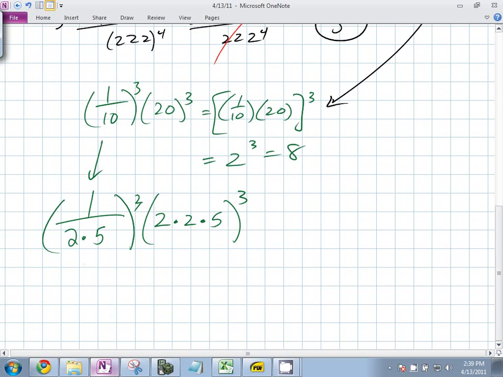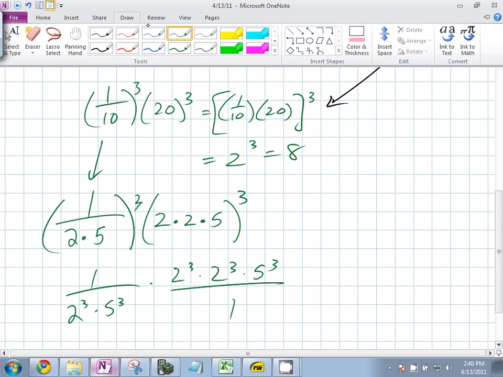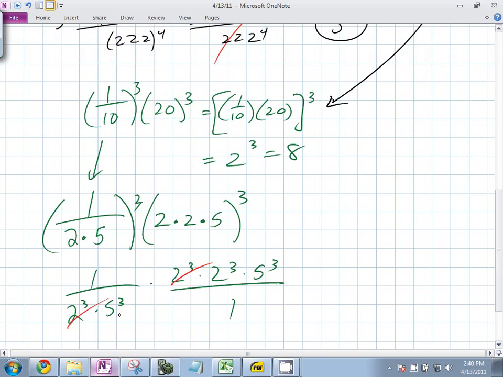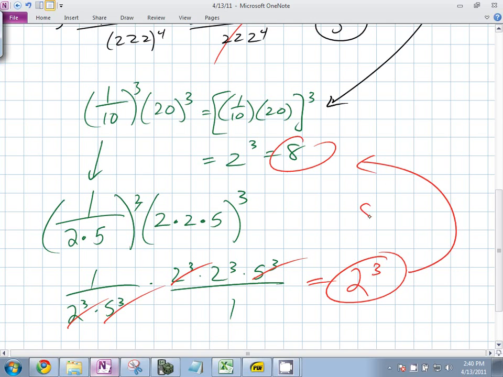That equals 1 over 2 to the third times 5 to the third, times 2 to the third, 2 to the third, 5 to the third. What cancels? Yeah, and you're left with just 2 to the third. Do you end up with the same answer? You sure do. Are there different paths? Absolutely. Find the one that you like best, stick with it. That's fine. Just realize there's others out there.